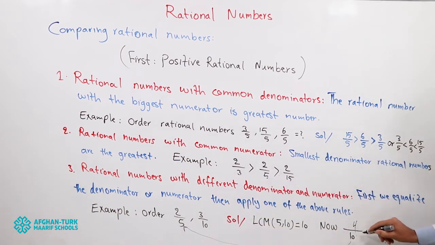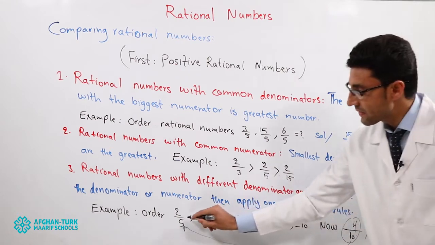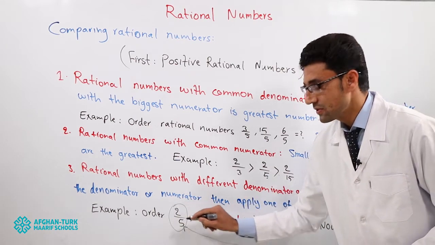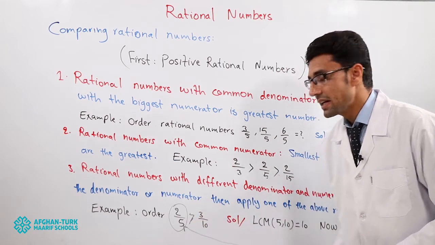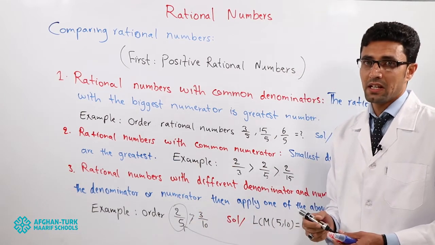What do you think? These denominators are equal. It means this one, 4, is the biggest. When this is the biggest, what is the first rational number? 2 over 5 is the biggest. It means this is the biggest rational number.